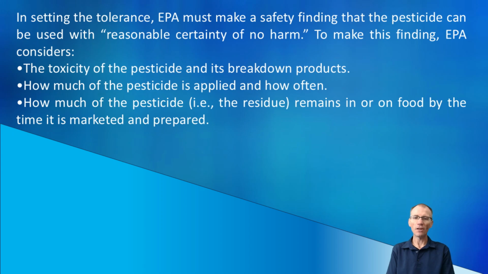In setting the tolerance, EPA must make a safety finding that the pesticide can be used with reasonable certainty of no harm. To make this finding, EPA considers the toxicity of the pesticide and its breakdown products, how much of the pesticide is applied and how often, and how much of the pesticide, i.e. the residue, remains in or on food by the time it is marketed and prepared.